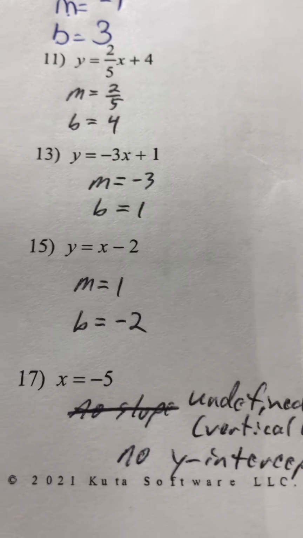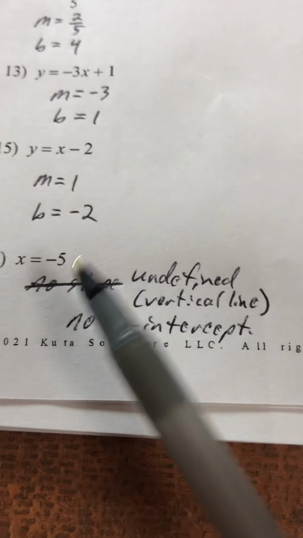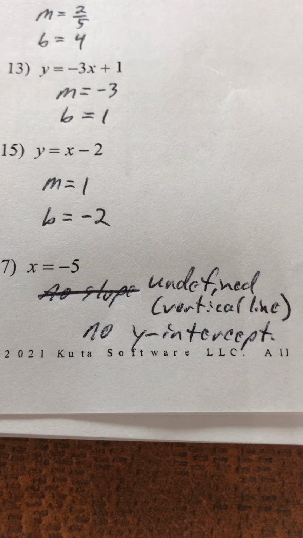Here I just have something, I don't even have a y, so what's going on here? X equals negative 5. This is called undefined. It's a vertical line, and there is no y-intercept. So what does that mean? It said x equals negative 5. So x equals negative 5.